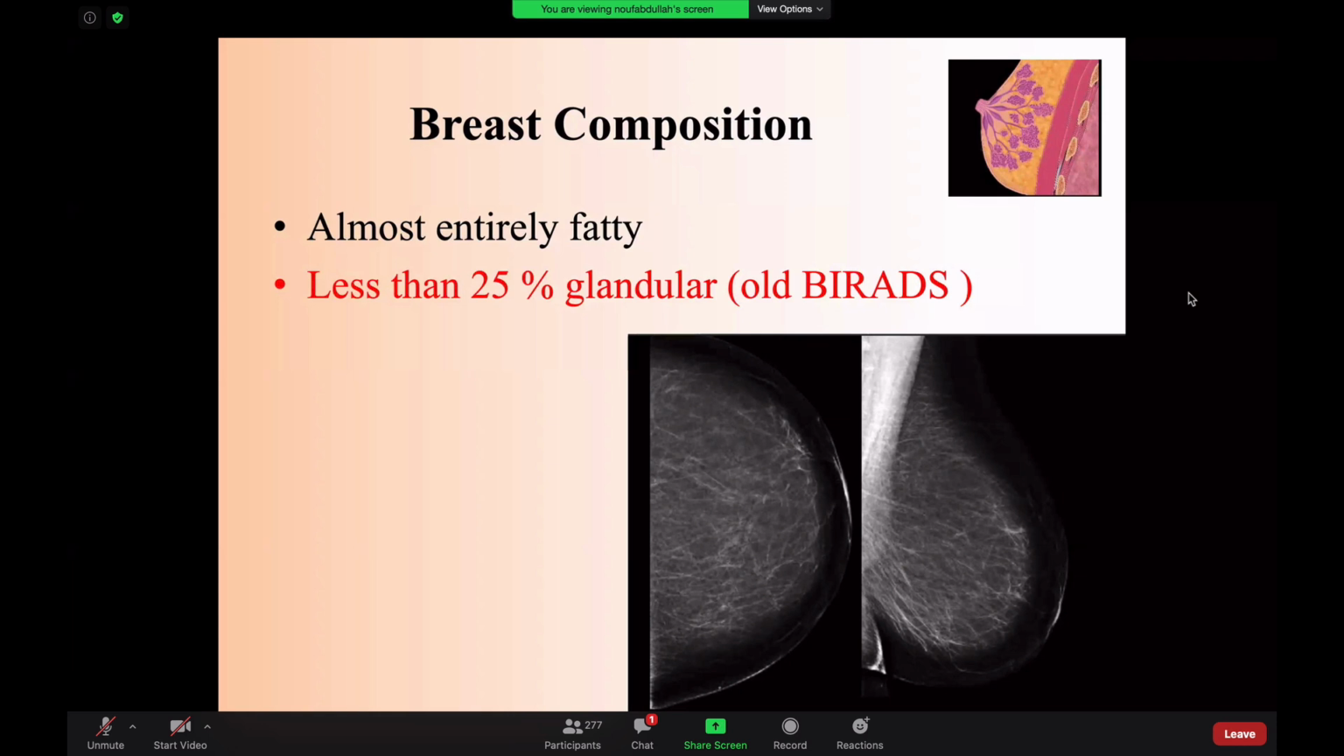You might ask yourself, why are we talking about breast composition? And this is a very important question. The reason for that is when I look at almost entirely fatty breasts, I know that the sensitivity of mammogram is very good or excellent, reaching up to 100% to pick up breast cancer. While when I talk about the fourth type, which I will show you shortly, which is extremely dense breast, I know that it's very easy to miss breast cancer.